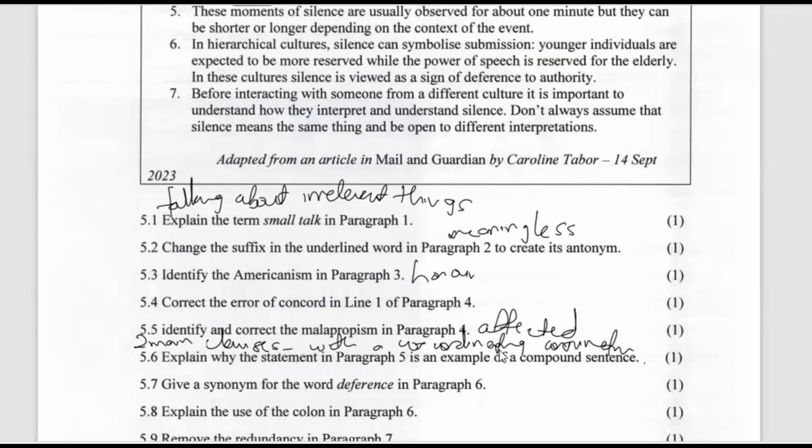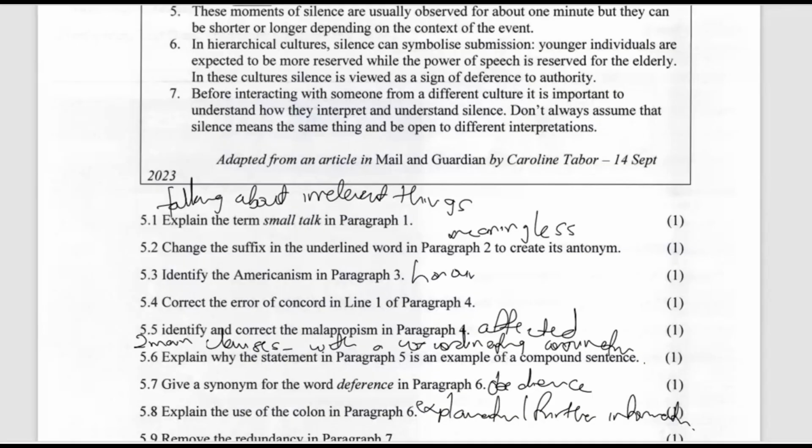Give a synonym for the word deference in paragraph 6. In these cultures, silence is viewed as a sign of deference to authority. So I believe it's obedience. Explain the use of the colon in paragraph 6. Submission: younger individuals. It's definitely, what do we call this? Explanation. Further information, explanation. Any of those two is applicable. Explanation, further information. Okay. And then remove the redundancy in paragraph 7.